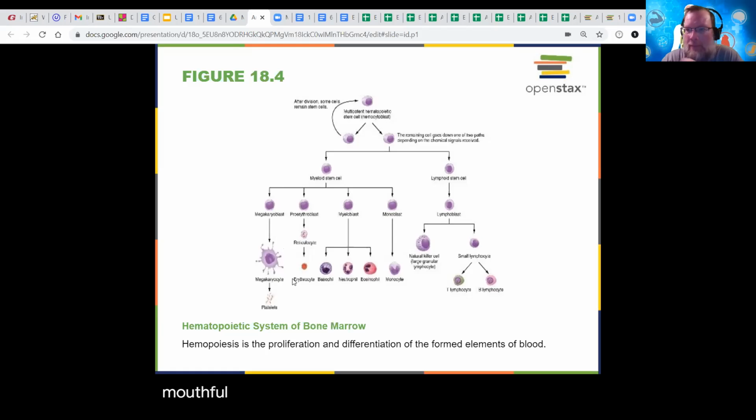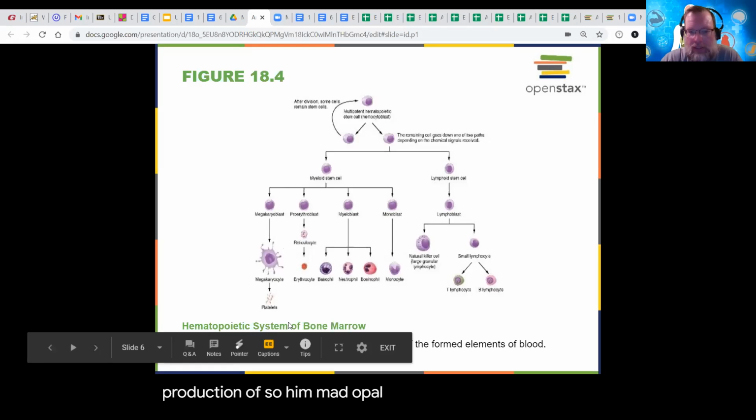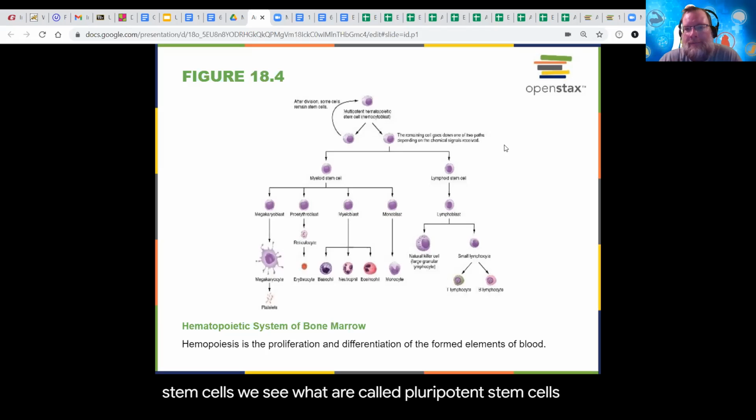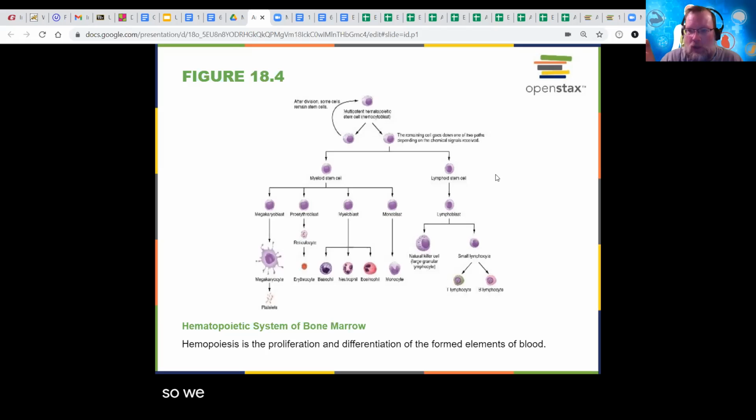Sounds like a mouthful, but hemato again means something to do with blood. Hematopoiesis. Poiesis has to do with the production of. So, the hematopoietic system of bone marrow. This just shows us we've got different types of stem cells. We see what are called pluripotent stem cells. Then we see myeloid stem cells and lymphoid stem cells that come off of these pluripotent stem cells.